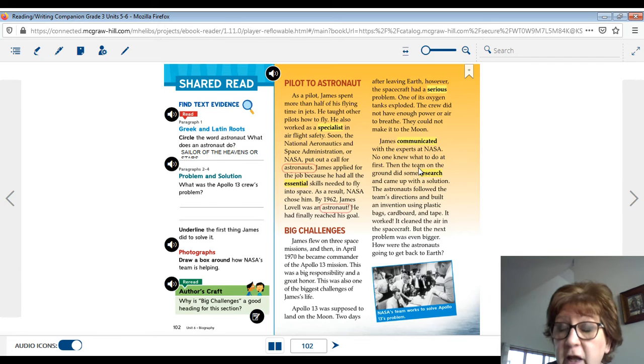There were a lot of challenges in this mission. What to do about the oxygen tank exploding? How are they going to get enough air? How are they going to get back to Earth? So these were all big challenges, and that's what makes this a good heading for those paragraphs. All right, you didn't have to write a complete sentence or anything, so I'm going to move on to page 103.